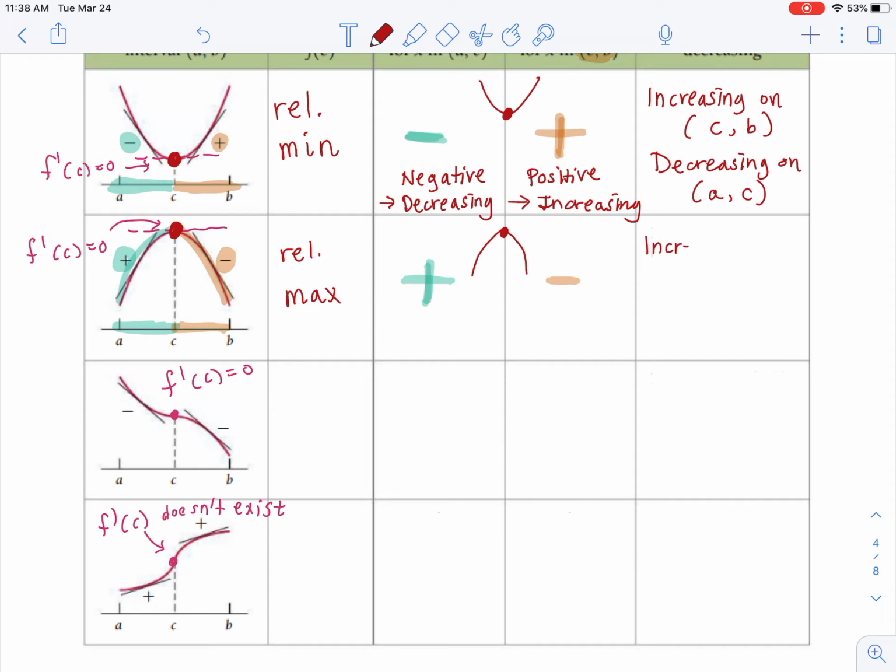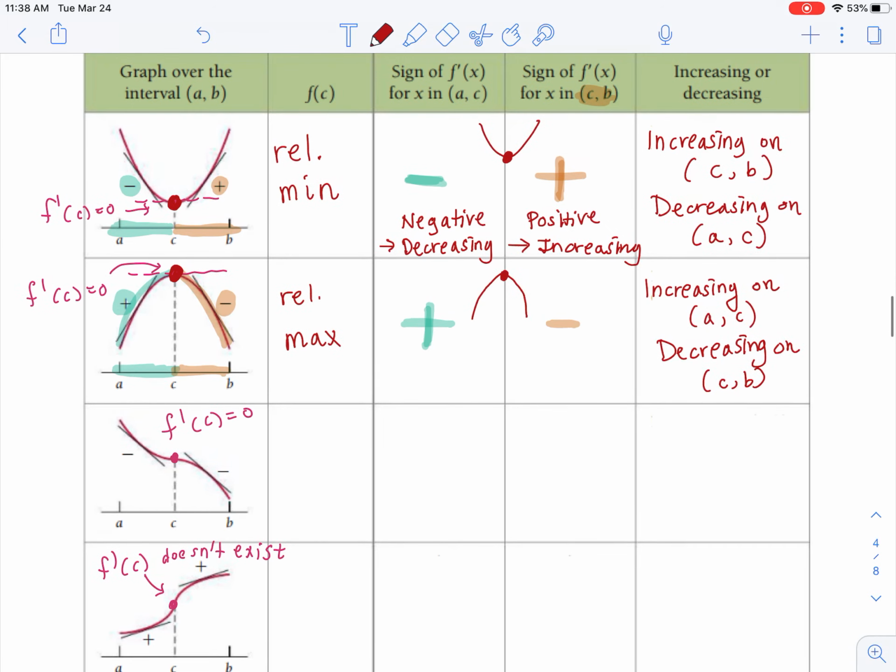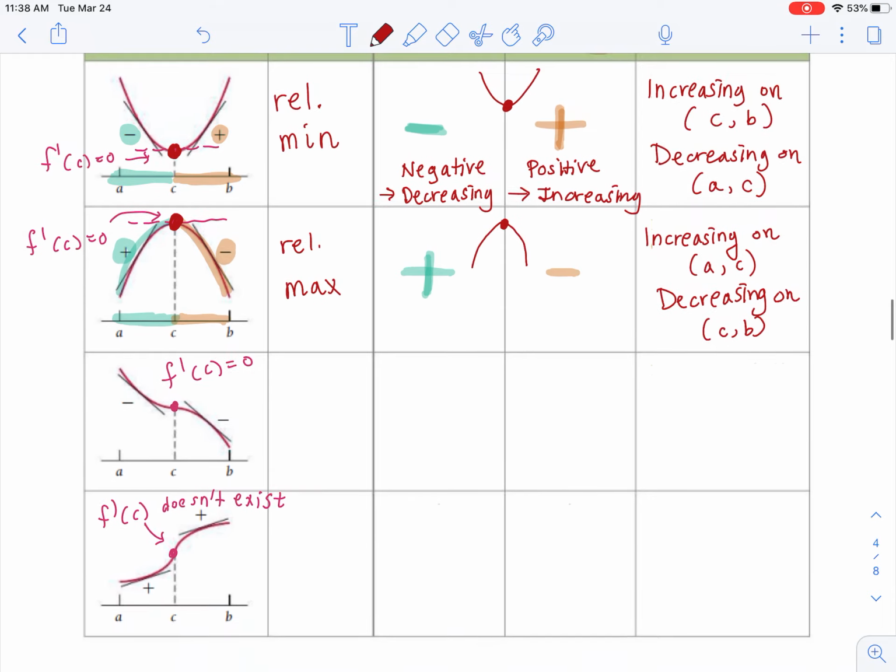If that happens, going up, then hit the point, going down, then that's going to be relative maximum. So let's write it's increasing on A to C, and this is decreasing on C to B. Okay. Now, these two are the cases that you will often see, but just because you have a critical point, it doesn't mean it's going to be a relative extrema.